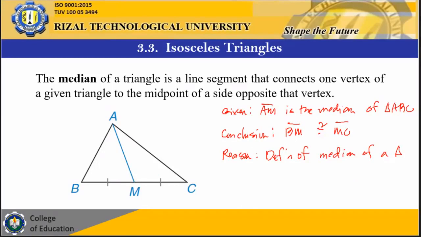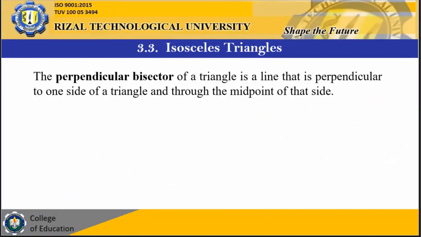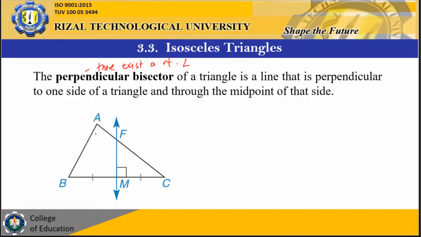Okay? Ayan na. Next, the perpendicular bisector. O, ito na. Perpendicular na siya, at the same time, bisector pa. So, alam naman na ninyo kapag may perpendicular line, magbubuo siya ng right angle, di ba? There exists a right angle. Tama? So, yun yung una. Pangalawa, bisector pa siya. So, meaning to say, i-divide niya pa yung segment into two congruent segments. So, the perpendicular bisector of a triangle is a line that is perpendicular to one side of a triangle and passes through the midpoint of that side.